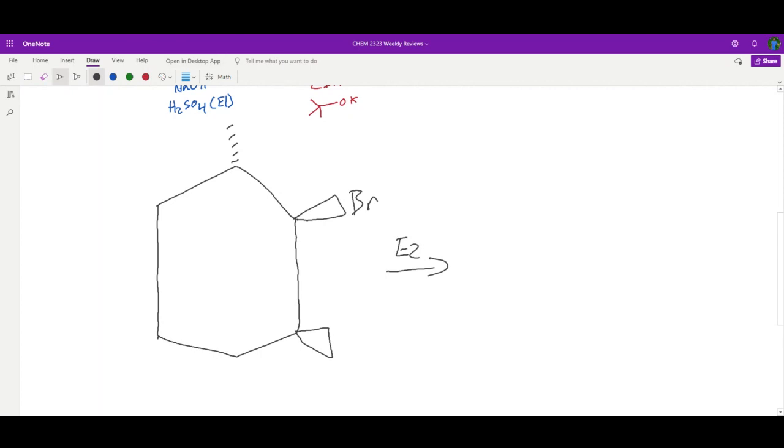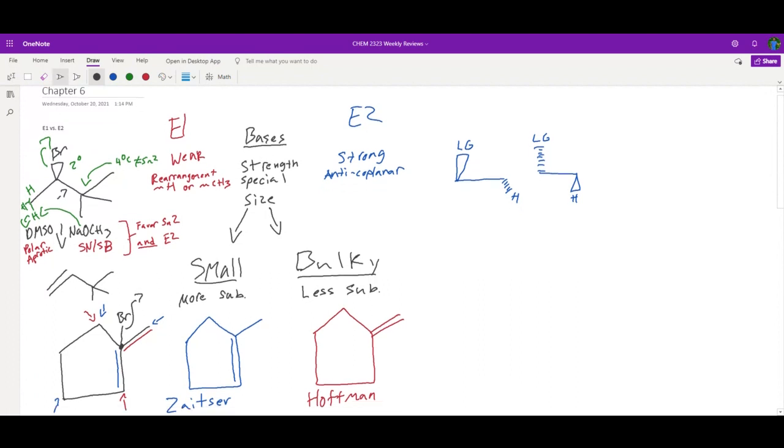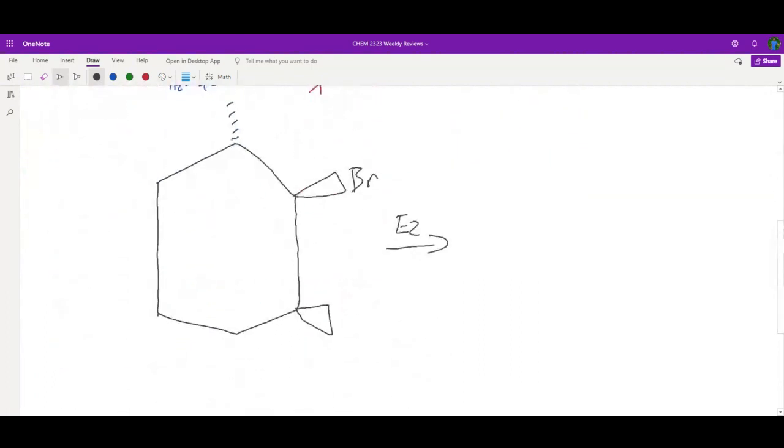Now if I scroll back up, the E2 special scenario is that it has to be anticoplanar, okay? So what has to be anticoplanar? It's my leaving group and my hydrogen that has to be anticoplanar to each other, okay? And notice how they are 1 carbon away. They have to be right next to each other, okay? So I can't randomly choose this hydrogen here or these 2 hydrogens here. This is way too far away, okay? It has to be right next to each other. Let me erase all that.